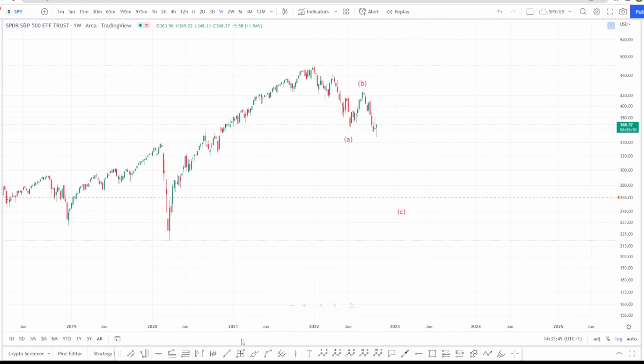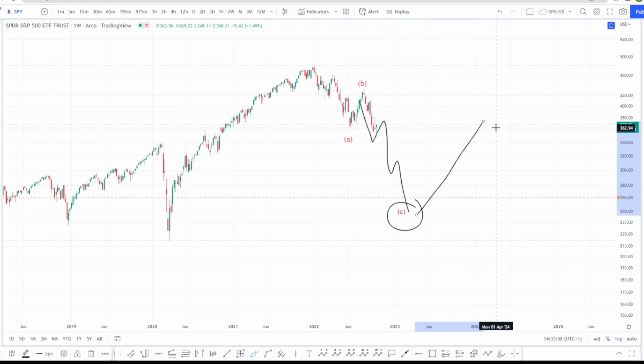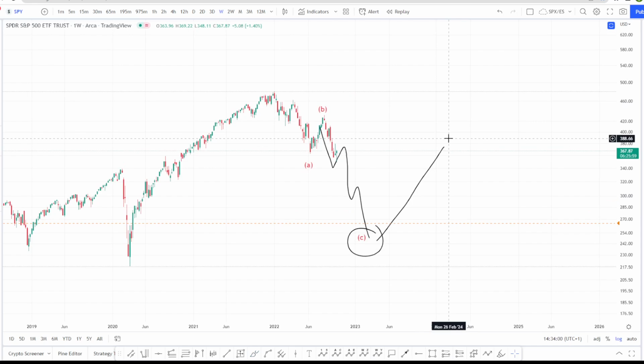The market has to reverse eventually, but my feeling is this year is a total write-off. 2023 January, we could be in for some very nice gains, potentially to all-time new highs.